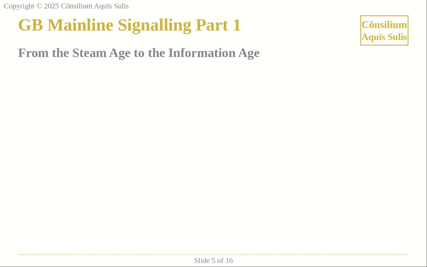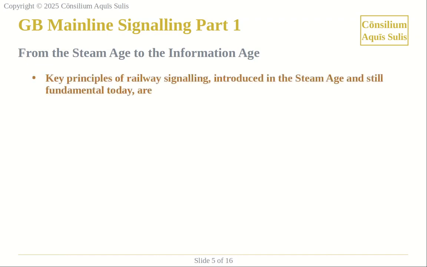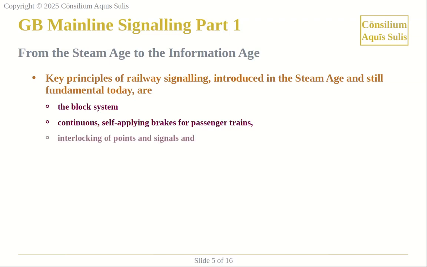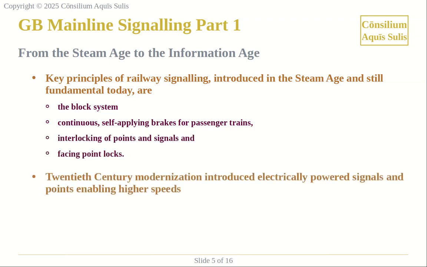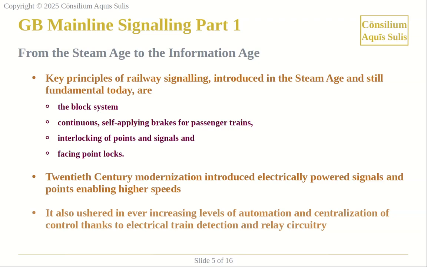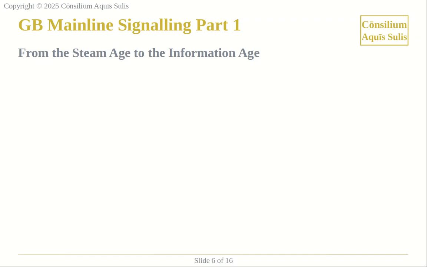We then moved into a short history lesson from the steam age to the information age, beginning with the key principles of railway signalling introduced in the steam age and still with us today: the block system, continuous self-applying brakes for passenger trains, interlocking of points and signals, and facing point locks. We looked at some of the 20th century modernisation, introducing electrically powered signals and points, enabling higher speeds, and also increasing levels of automatisation and centralisation of control thanks to electric train detection and relay circuitry.